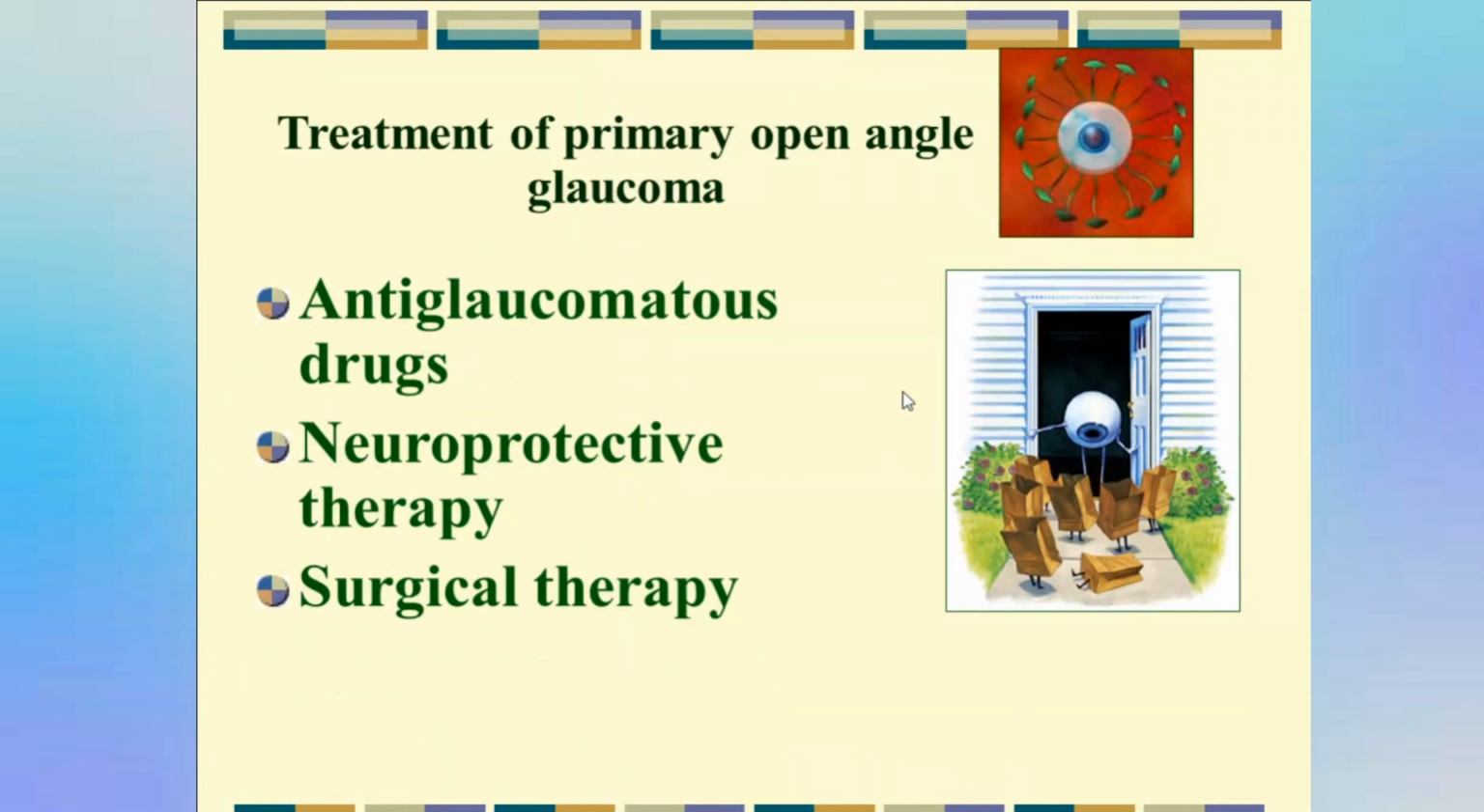Okay, so we made the correct diagnosis of glaucoma. What should we do? We should prescribe anti-glaucoma drugs which decrease intraocular pressure. We should add neuroprotective therapy, and if anti-glaucoma drugs are not effective, we can prescribe surgical treatment.